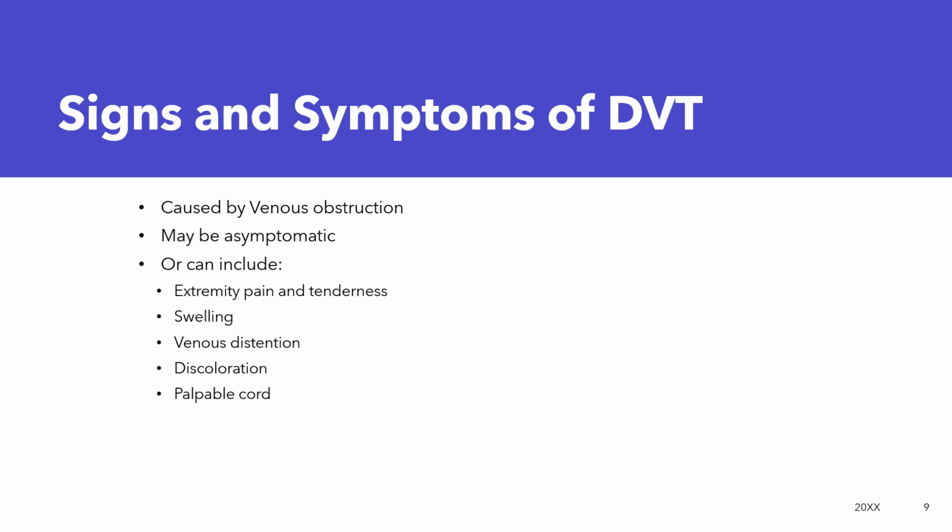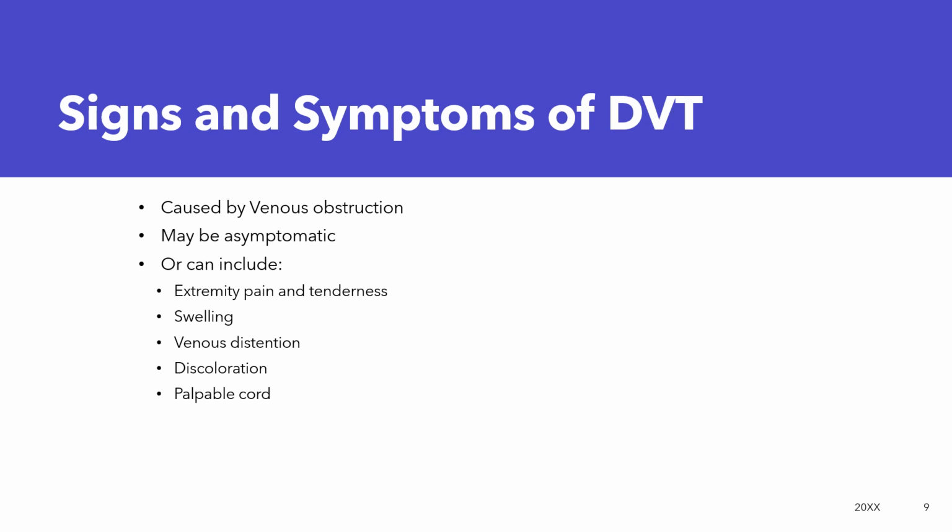Okay, signs and symptoms of a DVT. The DVT causes venous obstruction. When we have venous obstruction, we're not returning the blood flow to our heart as efficiently as we should. Therefore, our arterial system is going to keep pumping blood to that lower extremity, and yet because of a blockage or a DVT, it's not going to be able to get that blood back out and maintain homeostasis. So most of the time, you're going to have some signs and symptoms with a DVT, although it is possible for them to be asymptomatic.